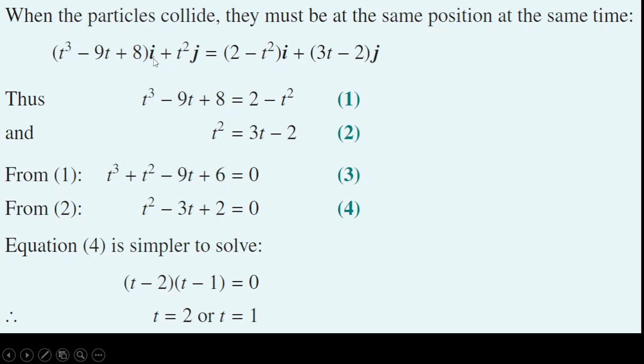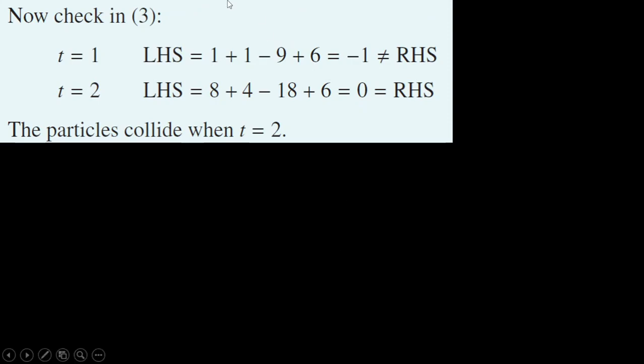So the two vector positions that need to be equal, you will solve that for t. They are two respective equations, a cubic and a quadratic. You will take equation 4, which is a quadratic that you solve, that gives you two values for t. You will check from the original equation if it matches. As the first one doesn't work, it only collides when t equals 2, as you will have the same positions.